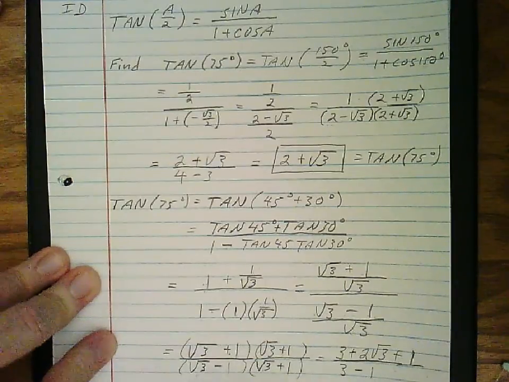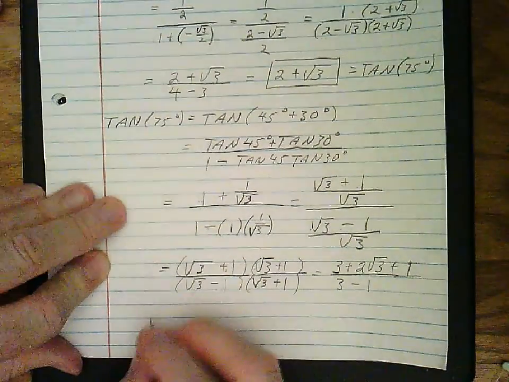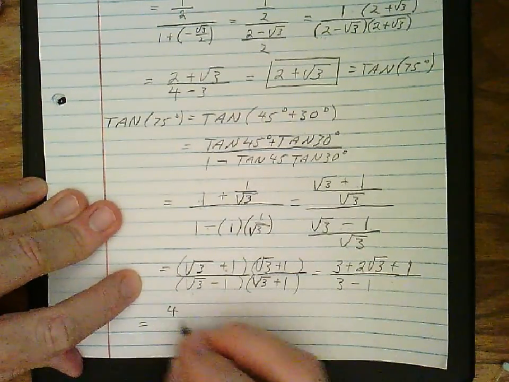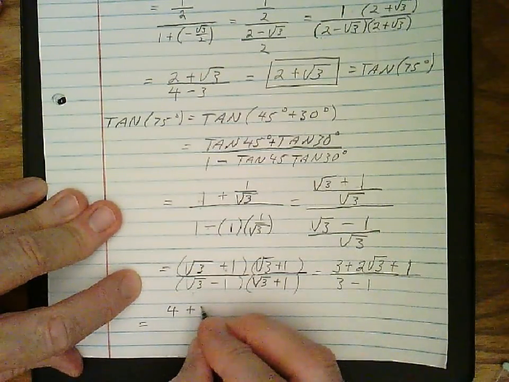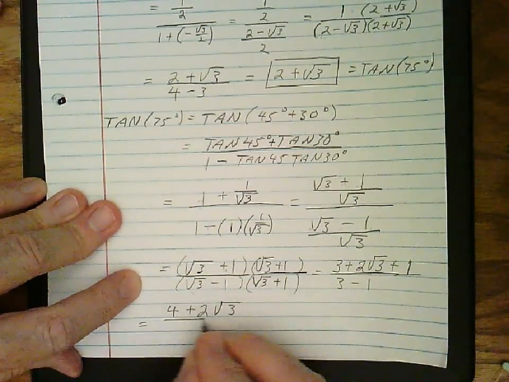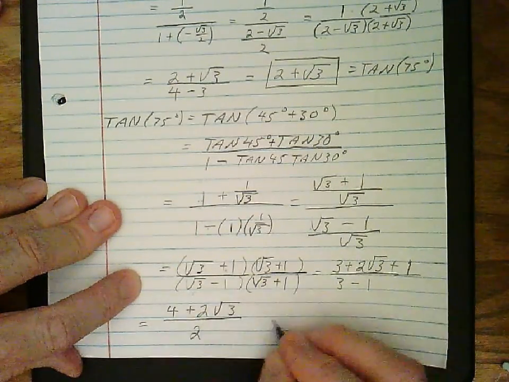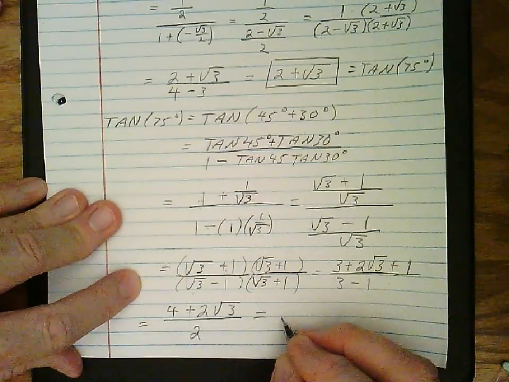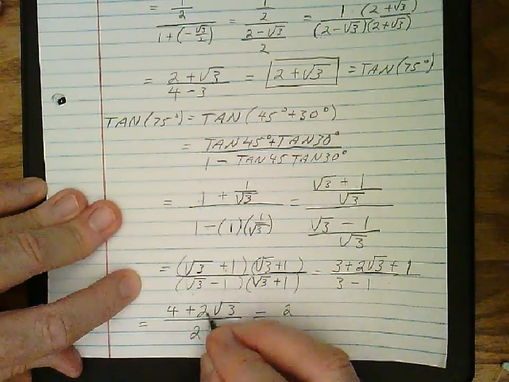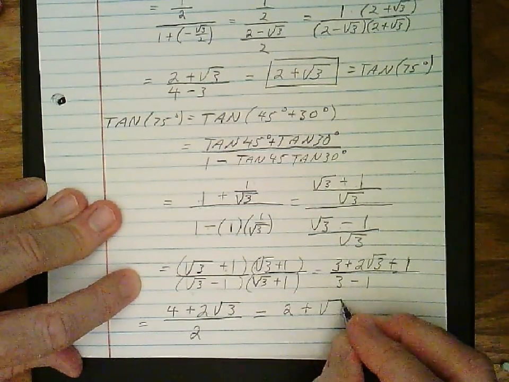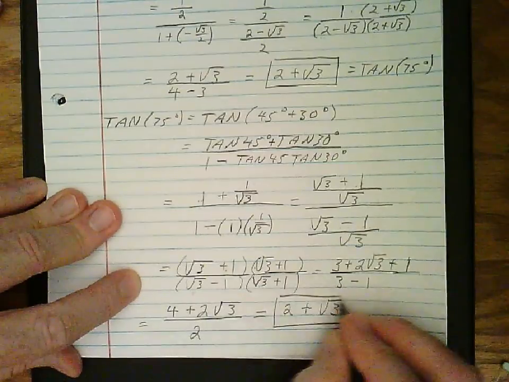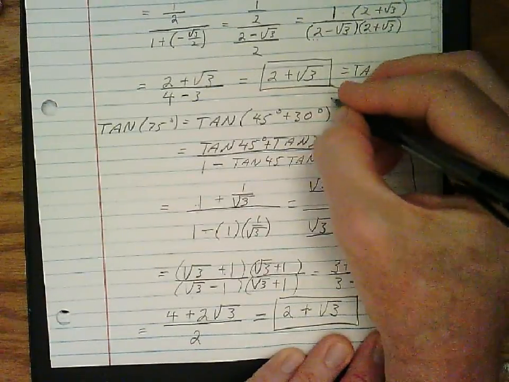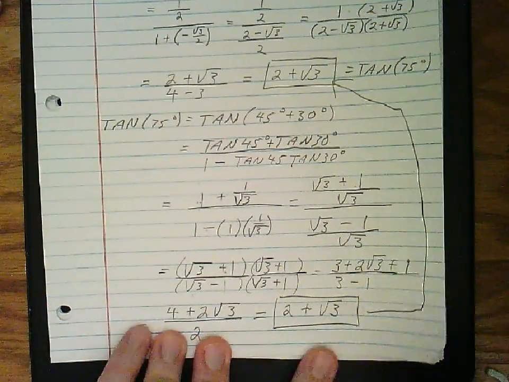Curse is foiled again. And what are we going to get ultimately? We're going to have 3 plus 1, which is 4, plus 2 rad 3, all over 3 minus 1, which is 2. And hey, I could factor 2 out of the numerator and divide. 2 goes into 4 2 times, 2 goes into 2 1 time, and I'm left with 2 plus square root of 3. And by golly, that's the same answer that we had doing it the other way.